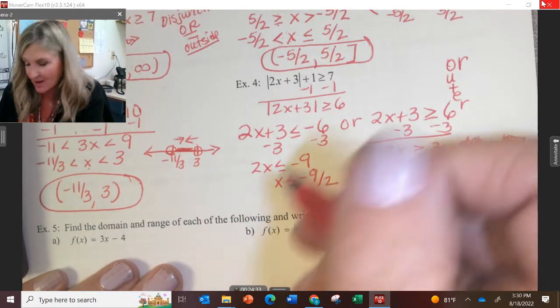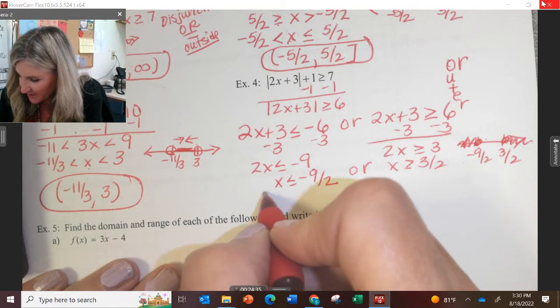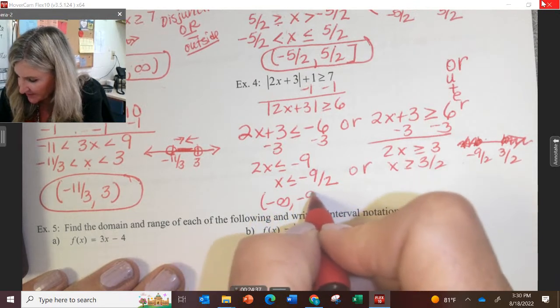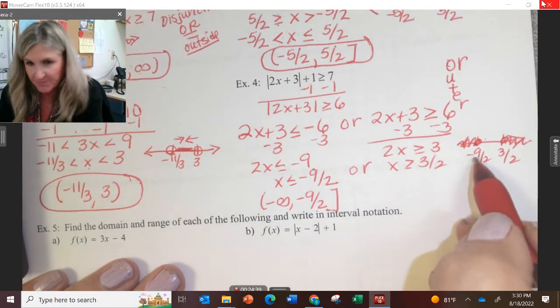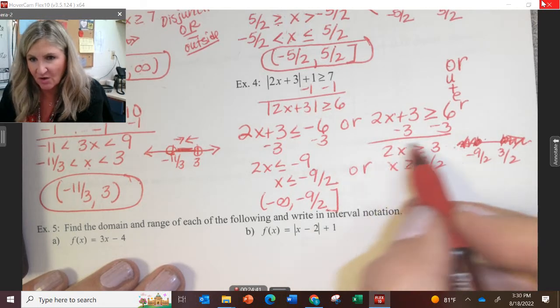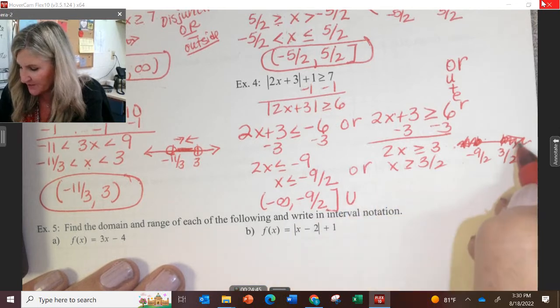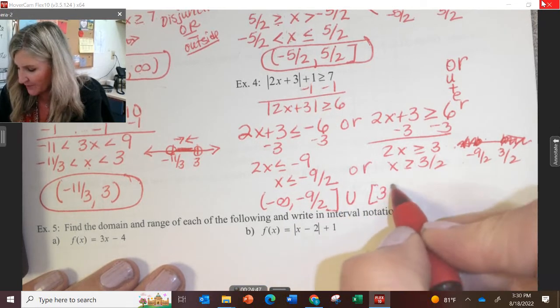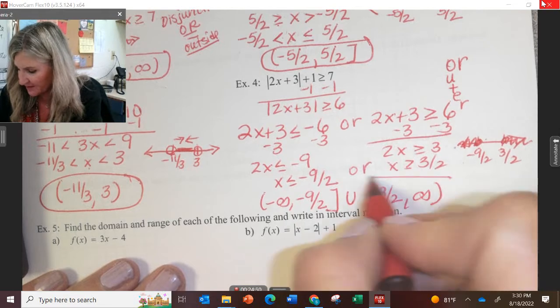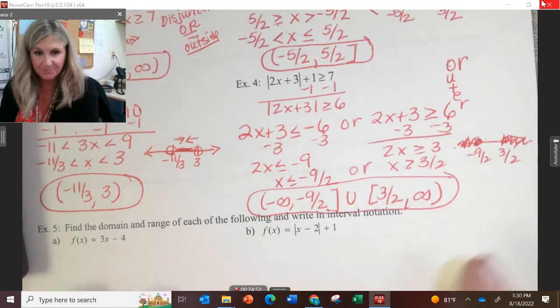And so now I can write it in interval notation. Negative infinity to negative 9 halves, right? Negative infinity is all this down here, up to negative 9 halves. Union is the same thing as "or." 3 halves to infinity. That's our final answer.